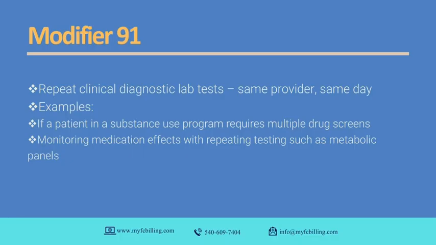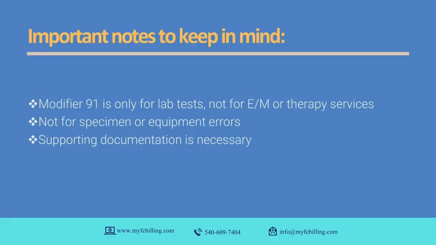Another example is monitoring medication effects. If a psychiatric medication requires repeat lab testing, for example, metabolic panels, on the same day due to abnormal results. And some important points to keep in mind about Modifier 91. These are for lab tests only. They are not for therapy or E&M services. You cannot use Modifier 91 for specimen or equipment errors. It is not allowed to use this modifier if the repeat test is due to a failure of equipment or specimen. Supporting documentation is of course needed for this modifier as well to show why repeat lab tests were done.